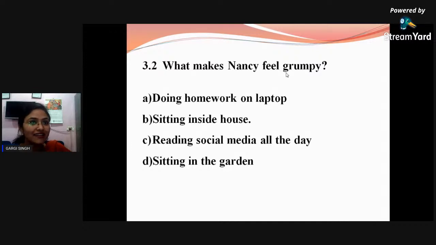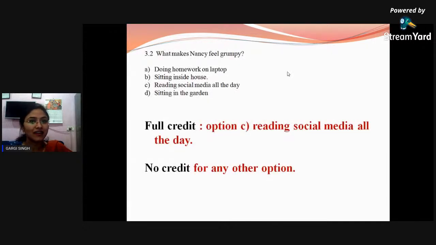Option C. Very good. Akriti, Vedika, Shreya, Majid. Nice. Ramesh. Option C. Now, again, this is a question where nobody is going to get no credit. All of you have got full credit. You are good at retrieving information, finding out the information. Very good. Option C is reading social media all the day.